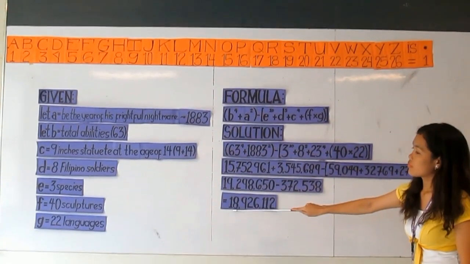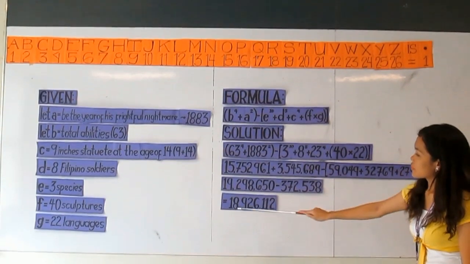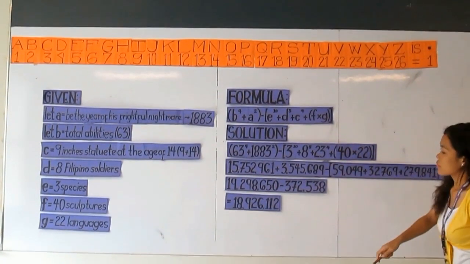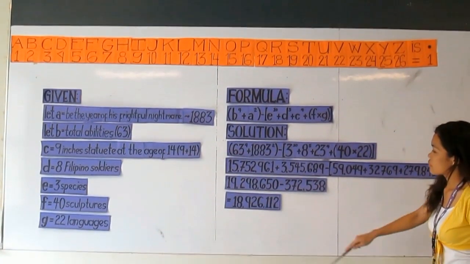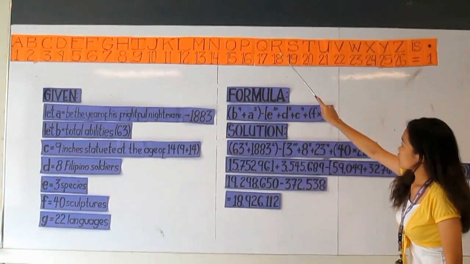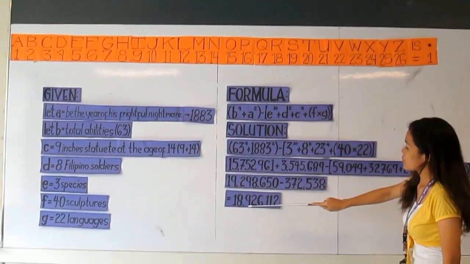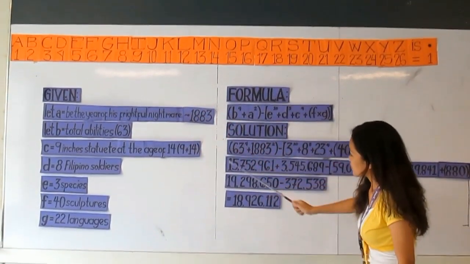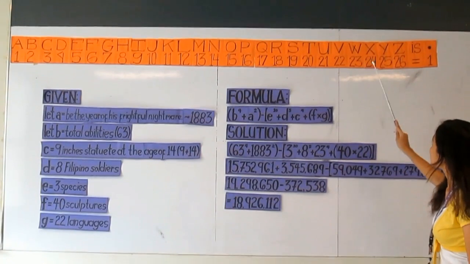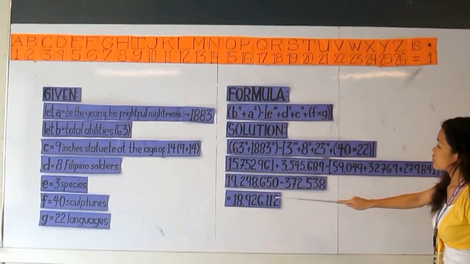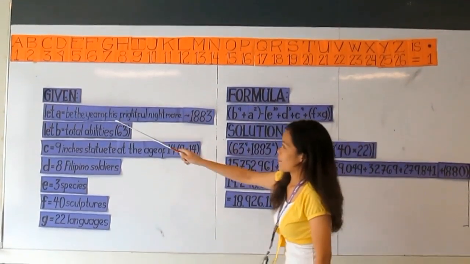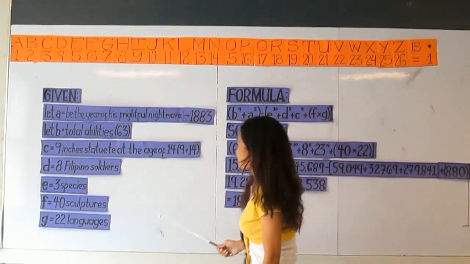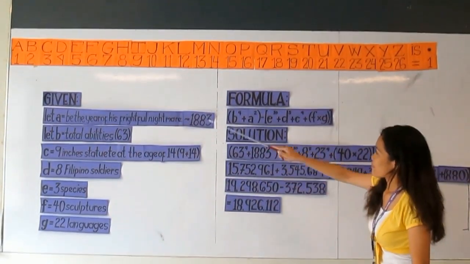And we now get the value 18,926,112. So based on the corresponding letter, the value of 18 is R, the value of 9 is I, the value of 26 is letter Z, the value of 1 is A, and the value of 12 is L.